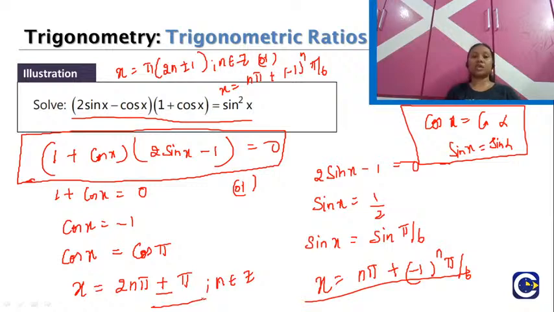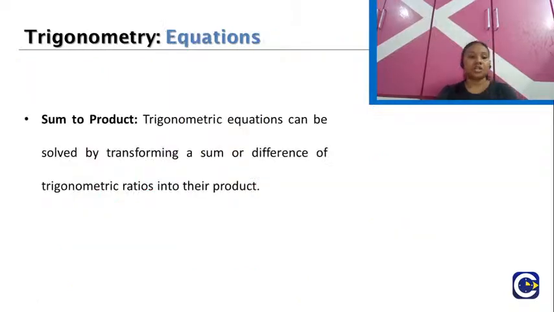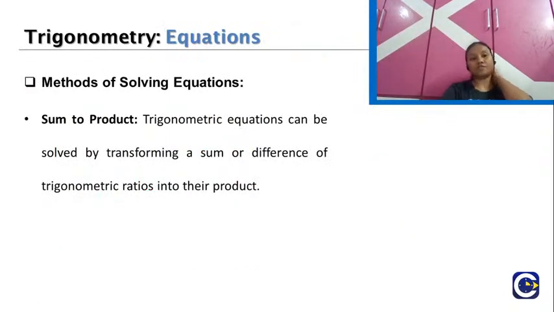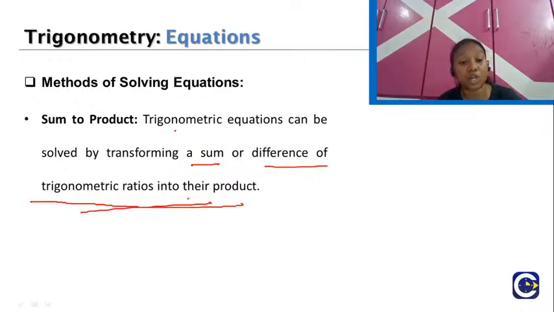Right. So now I guess you are clear with this method of solving trigonometric equations using factorization. Getting into our next method of solving trigonometric equations, that is sum to product. So what is sum to product? Here, trigonometric equations can be solved by transforming a sum or difference of trigonometric ratios into a product. So a sum can be transformed into a product.